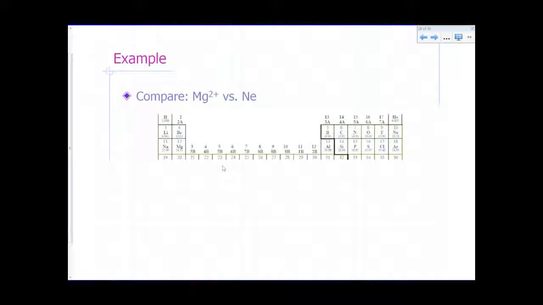Let's compare magnesium plus 2 versus neon. Magnesium plus 2 has the same number of electrons as neon, so the electron configuration is 1s2, 2s2, 2p6 for both of them. Which one will have a higher ionization energy?